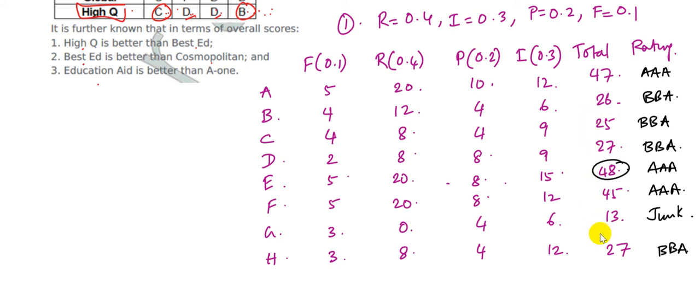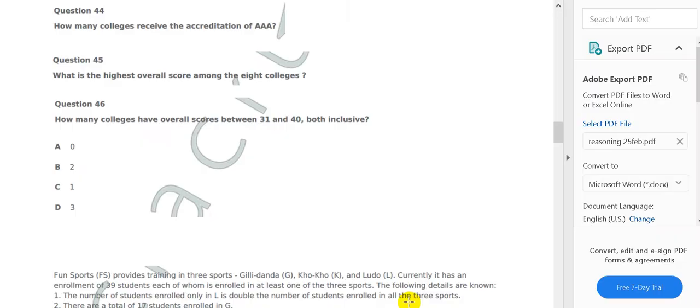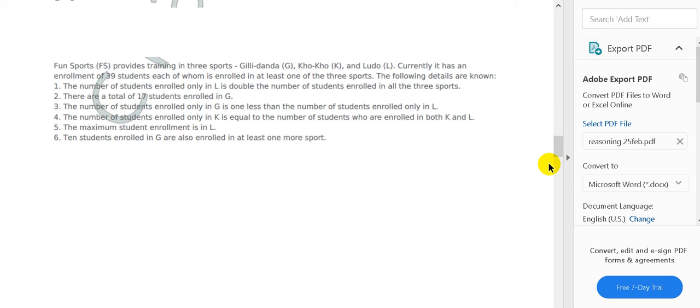Clear? Is it clear? Yes, no? Yes, sir. Okay.